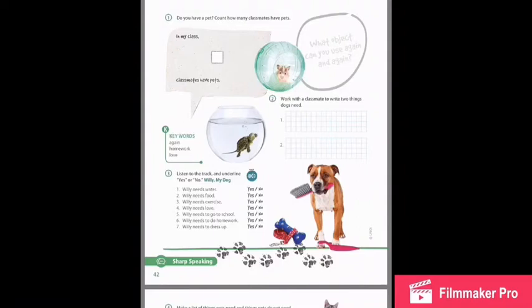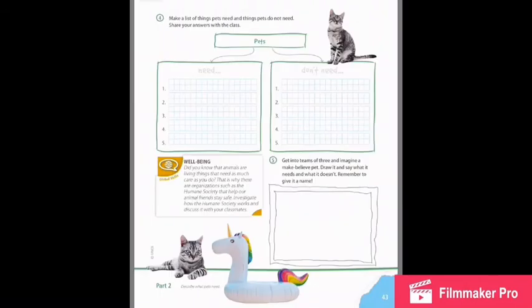Here you are going to listen to the track that is in your platform and underline yes or no. For example, number 1, Willie needs water. In this case, listen to the track and then underline yes or no, and continue with the activity from number 1 to number 7. Listen and underline yes or no.